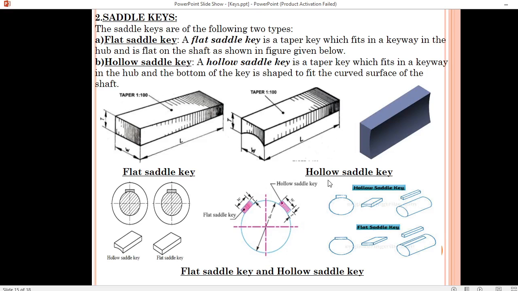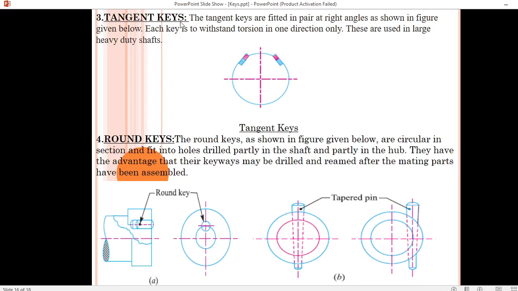Next, you can see here in this diagram, this is the flat saddle key and this is the hollow saddle key. Okay, so here we can see this is the hollow saddle key having this curve and this is the flat saddle key. Next is our tangent key. Tangent keys are kept at right angles, and these are used in pairs. Okay, so these keys are used in pairs at right angles as shown in this figure. Each key is to withstand torsion in only one direction, and these are used in heavy duty shafts.